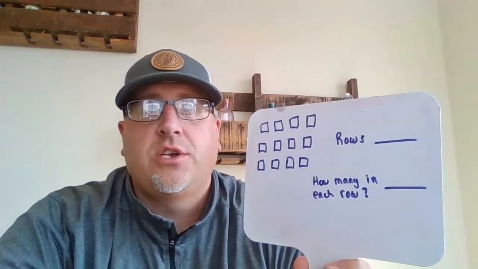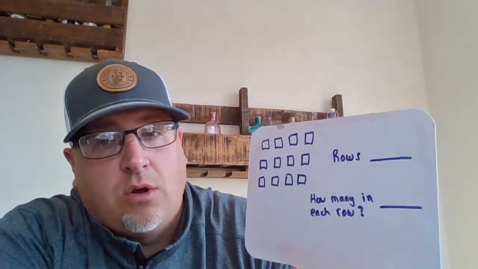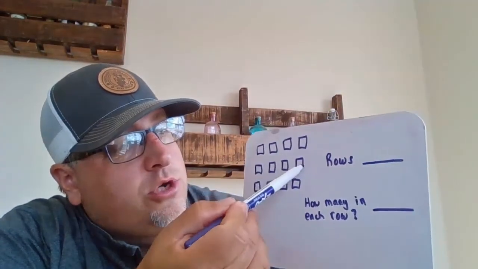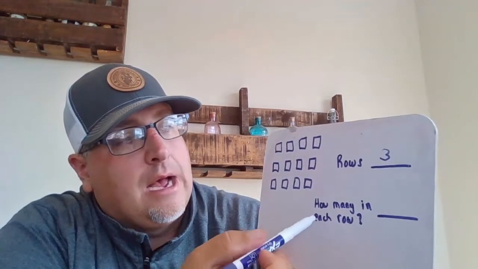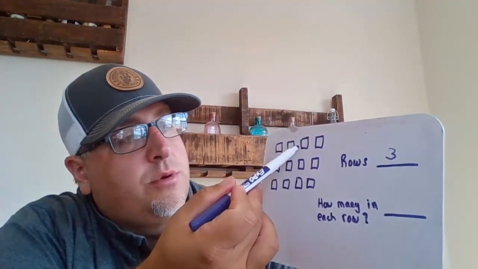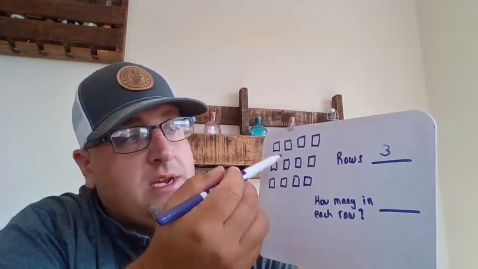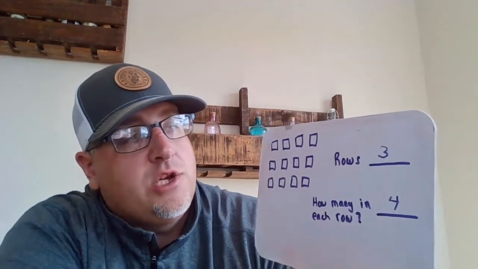Here's our second question here. We got rows. Rows is our first question. How many in each row? So let's take a look at the rows. We have 1, 2, 3. We have 3 rows. Okay. How many in each row? 1, 2, 3, 4. 1, 2, 3, 4. 1, 2, 3, 4. So in each row, we know we have 4 in each row.